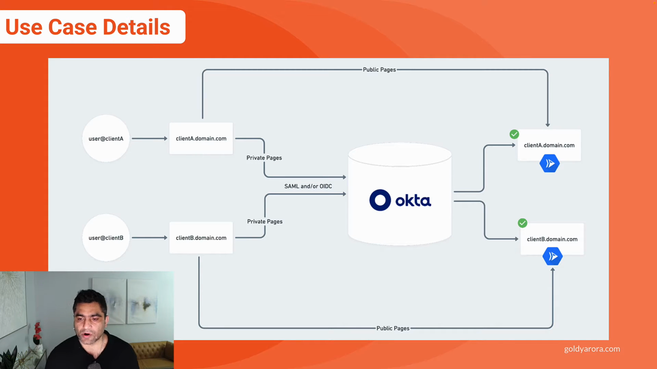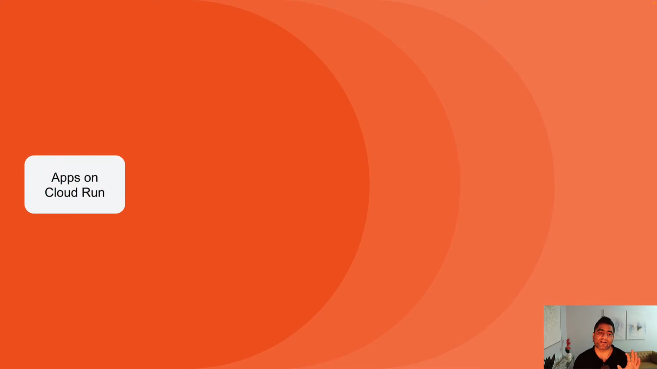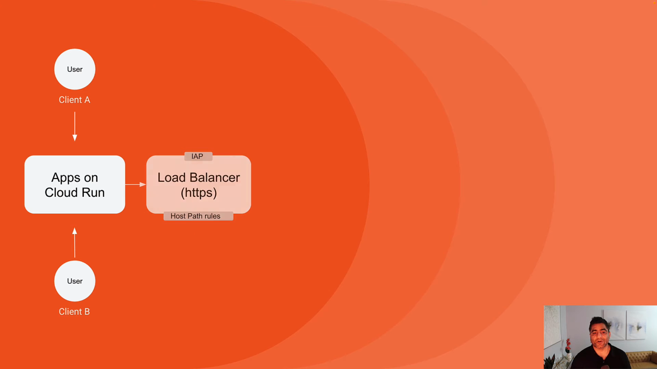Now let me talk about the solutioning side of it, and then I'll show you how to set that up in your Google Cloud Console and in Okta and other places with a demonstration too. On the solution side, we understand that our applications are running on Cloud Run, which will be accessed by multiple clients. Each client will have its set of users, and those users should be able to access only their respective application. And for that, we will put an HTTPS load balancer in front of our Cloud Run applications.